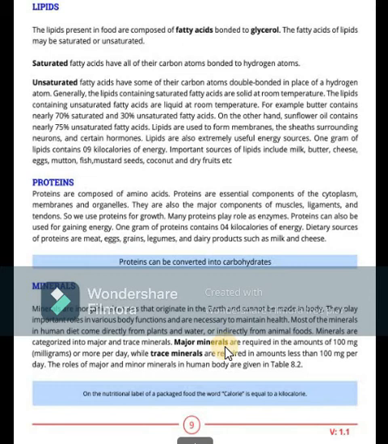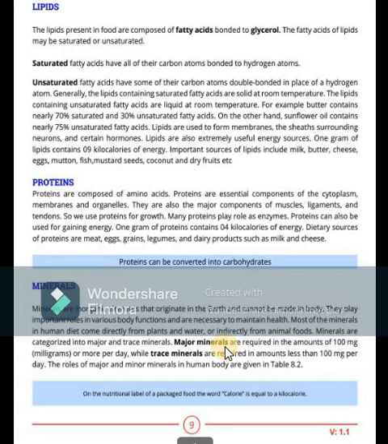Then the next thing is lipids. Lipids in food are composed of fatty acids bonded to glycerol, saturated fatty acids and unsaturated fatty acids. Unsaturated fatty acids have carbon atoms that are double bonded in place of hydrogen atoms. Generally, lipids containing saturated fatty acids are solid at room temperature, and unsaturated ones are liquid at room temperature. In short, butter and ghee are saturated fatty acids, while oil is an unsaturated fatty acid.